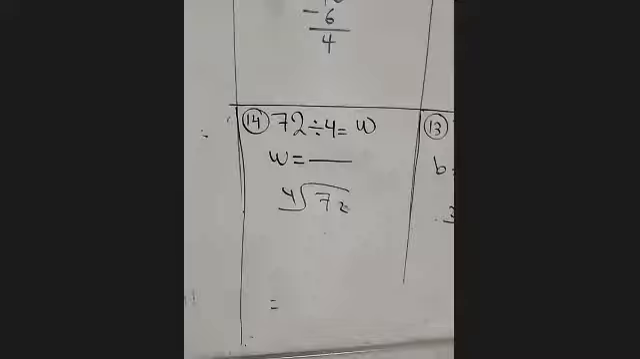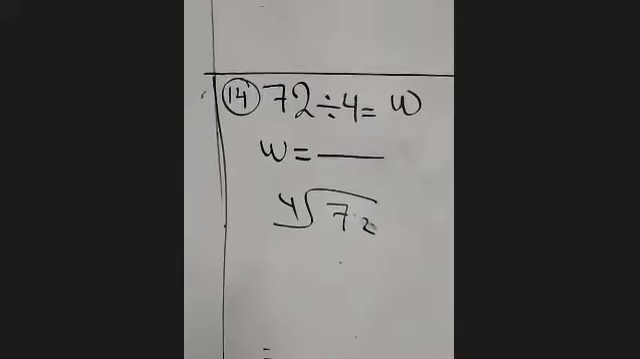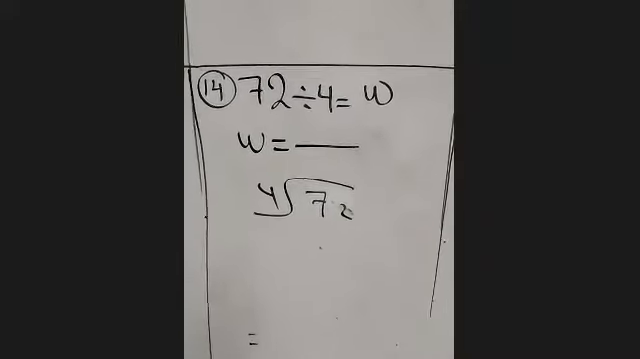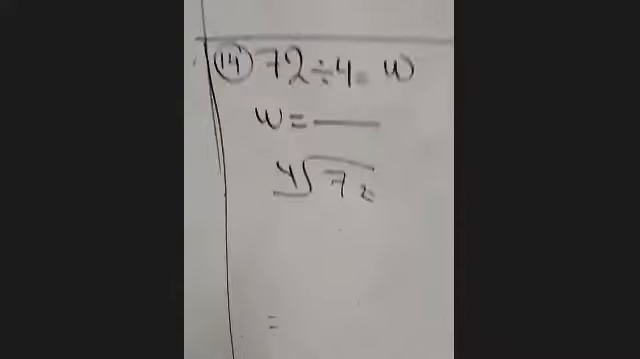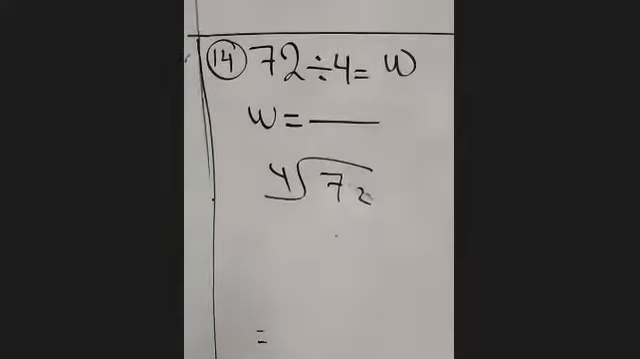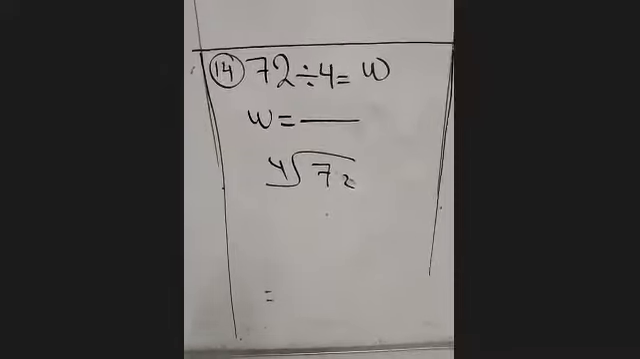Okay, let's go to question 14 now. 72 divided by 4 equals W. So we need to find the value of W. So down we will do the division and here we'll put the answer. Yalla, who can help me with 72 divided by 4? Zaid.